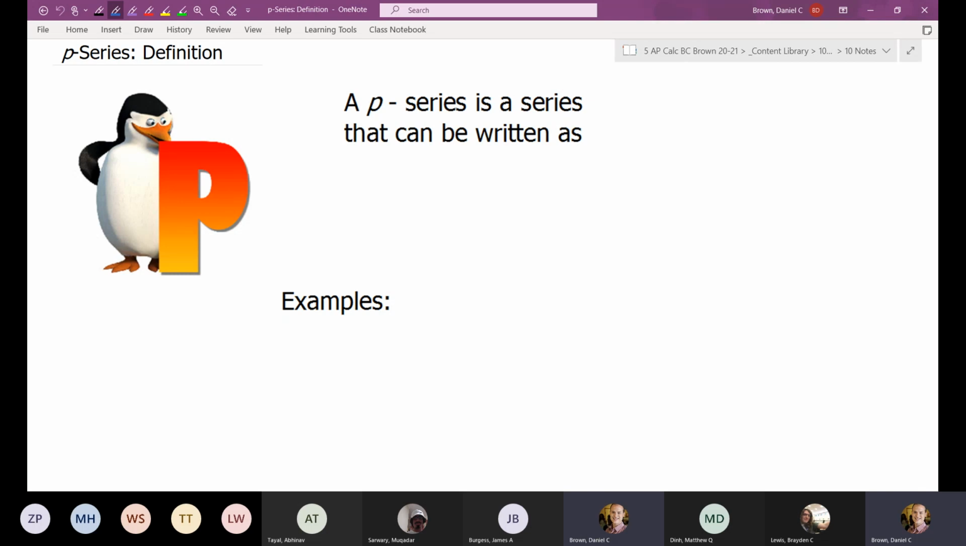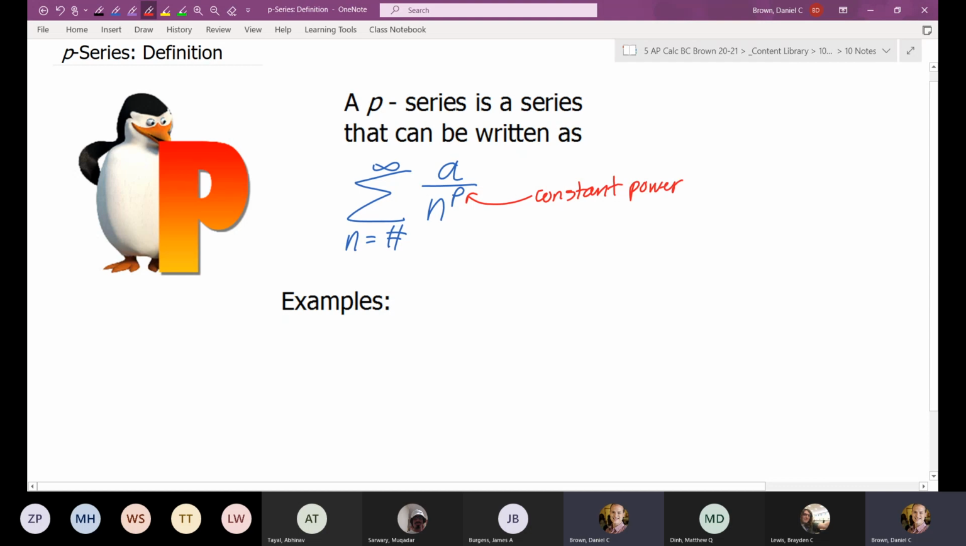The P in P series basically stands for power. So a P series is going to be a series that can be written in this format. Again, we're still looking at an infinite series, and it's going to be A over n to the P. And P in this case is a constant power, and that's why we're calling it a P series. Many students confuse these with geometric because in many ways they do look geometric when you're first looking at them.